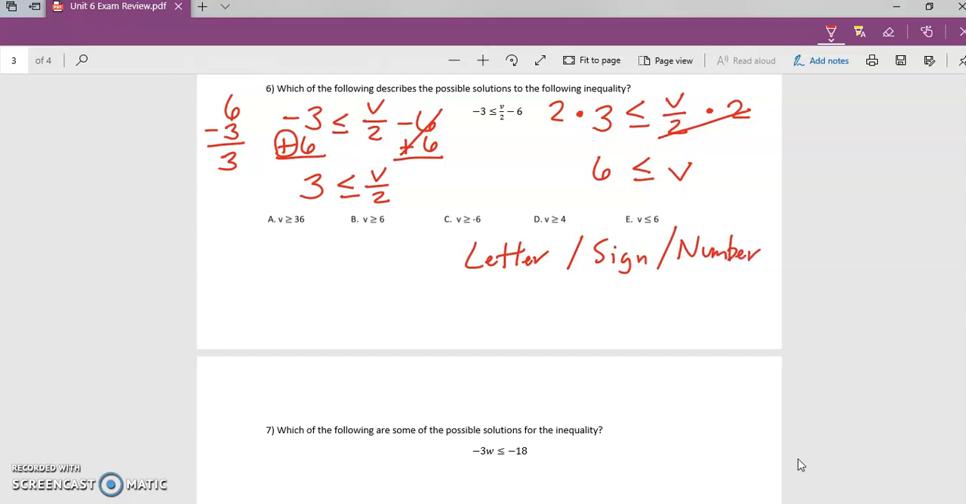So for this one, I'm going to just swap them. So the v should be first, the 6 should be last, and because I'm flipping, I have to turn the sign around. So now it's going to be v is greater than or equal to 6. So the correct answer here would be letter B.